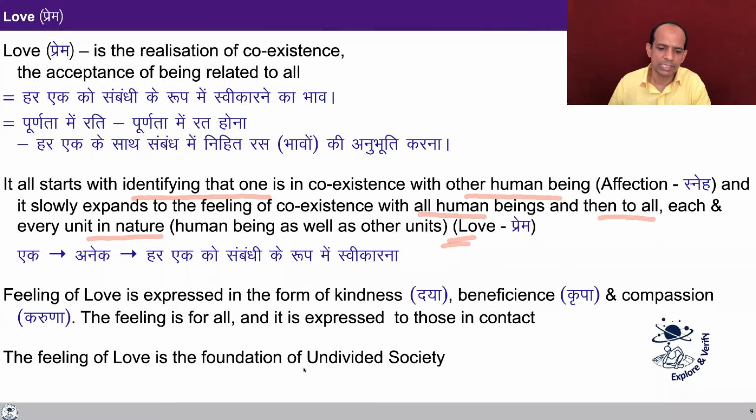So I hope you are able to relate this. Try to contemplate upon this word undivided society and see how much we need to work upon oneself so that we are able to be a part of undivided society, or we are able to be a pillar, a foundation of undivided society.